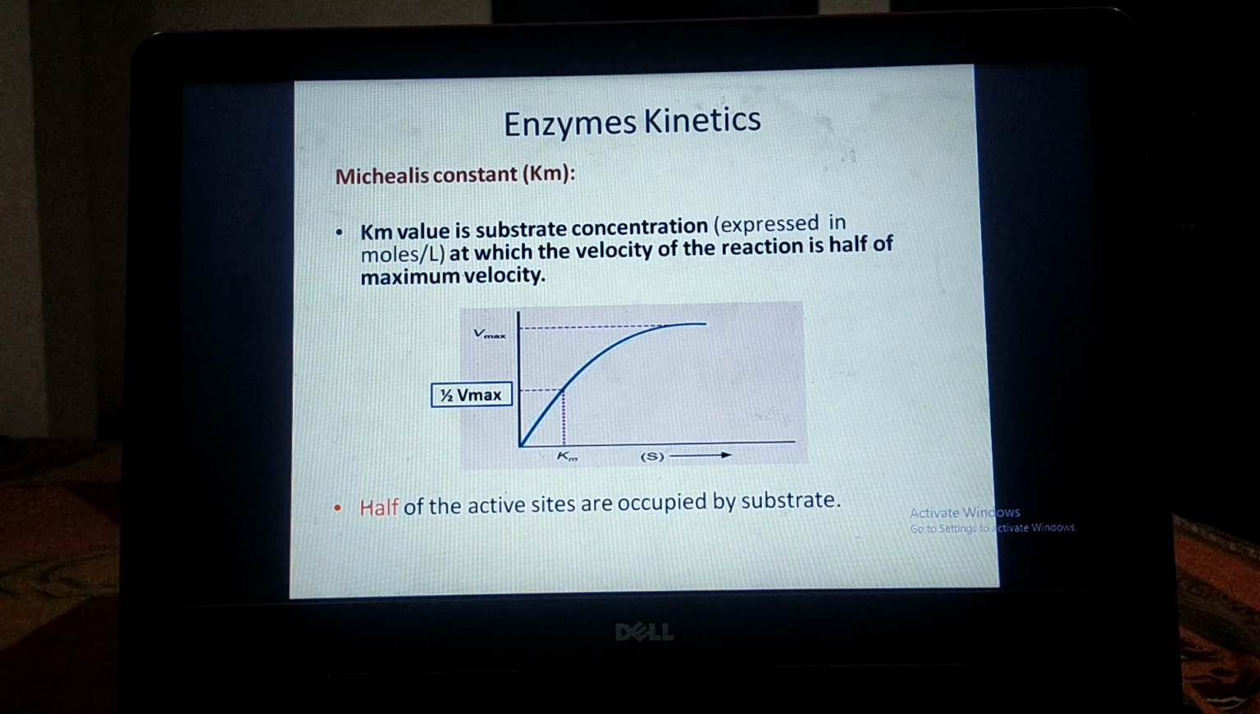Now draw a perpendicular from that point on the graph, and from that point on the graph draw one more perpendicular to the x-axis. Then that point corresponds to the value of Km. So from the graph also we can define Km. Km is nothing but the substrate concentration at which the velocity of the reaction is half of the maximum velocity of that reaction. And Km is achieved at the point when half of the active sites of the enzymes are occupied by the substrate and half of the active sites are free.